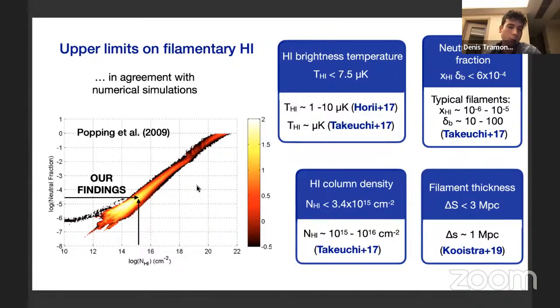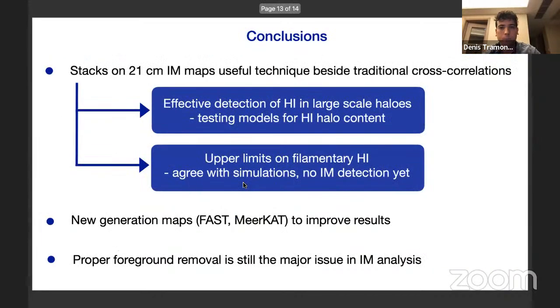It's also interesting to see that, if you place on a scatter plot the values of the column density and of the neutral fraction, you find that they align on a specific curve. And our findings are in the place of among the highest occurrence, let's say, of the points from the simulation. So all of this is consistent. We don't have a detection, but again, if the maps were more sensitive, that is a good methodology to explore.